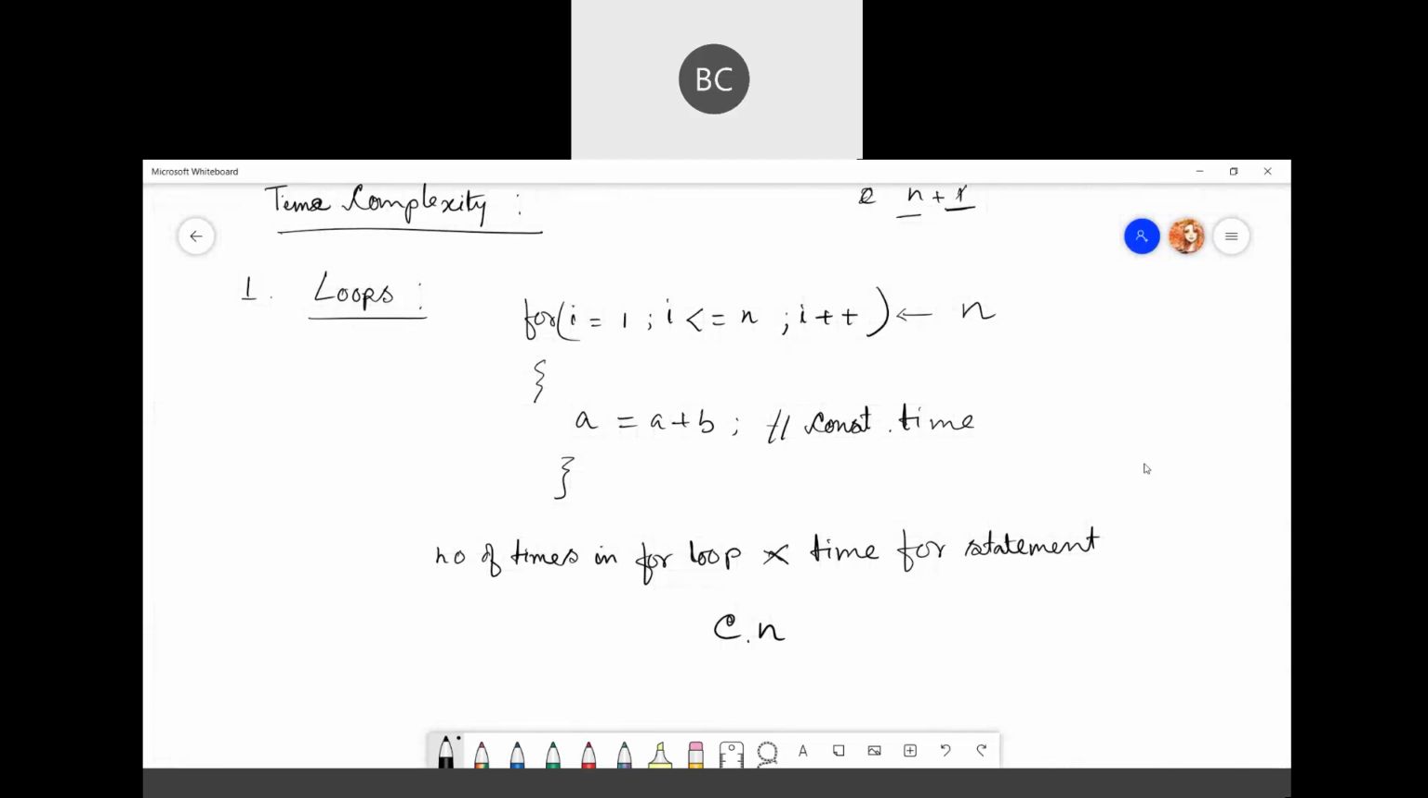So what will be the total complexity? This we can represent as O(n). We will simply ignore this constant term, so complexity is O(n). Okay. So in your program, if you see any for loop, the complexity for that particular piece will always be O(n). Okay.